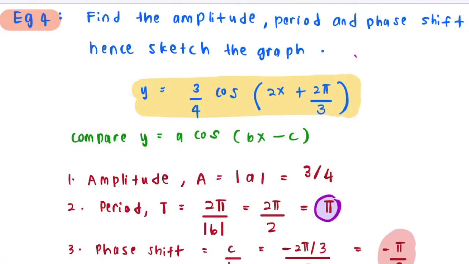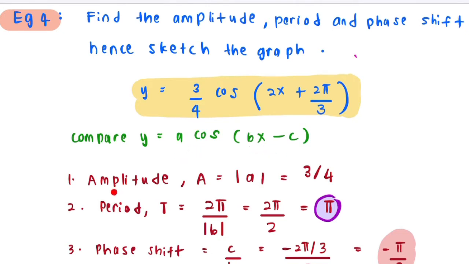Let's together look at example 4. The question is: find the amplitude, period, and also phase shift, hence sketch the graph. So this is the question: y equal to 3 over 4 cos in bracket 2x plus 2 pi over 3. First of all, let us compare with the general equation of cos, y equal to a cos bx minus c.